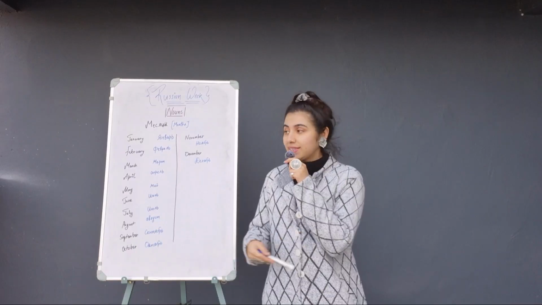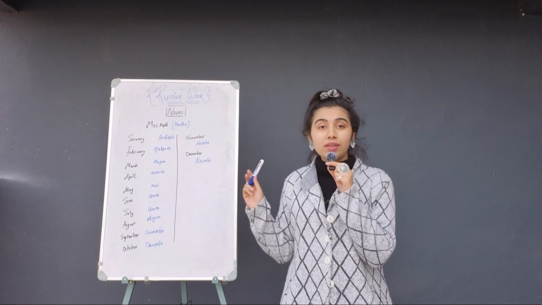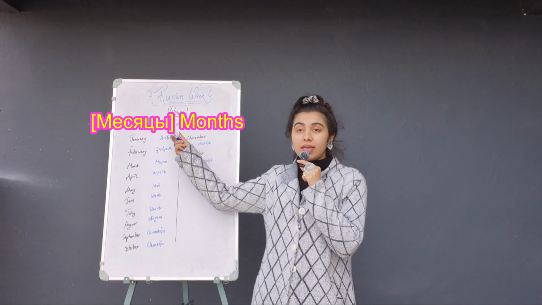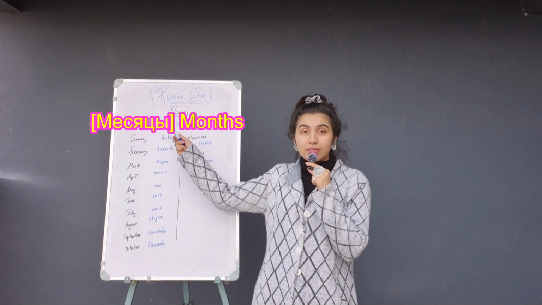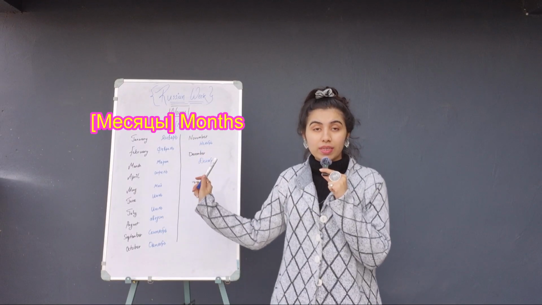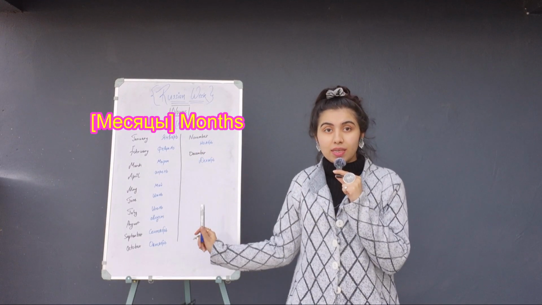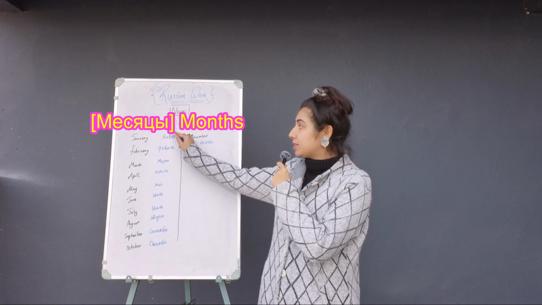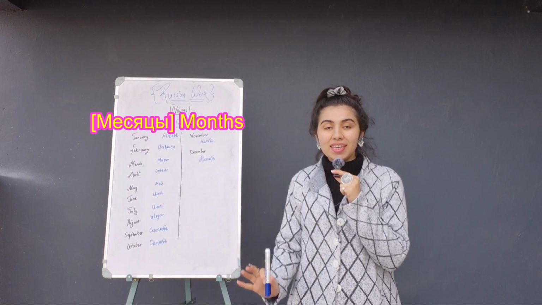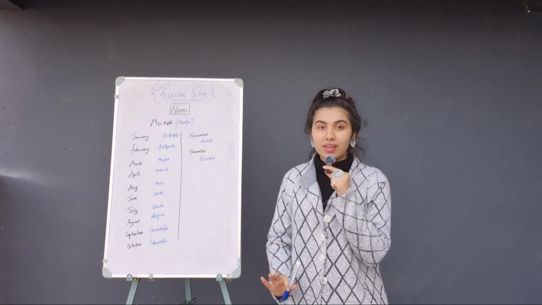Okay, so let's move on to the next topic. That is months. How do we say months in Russian? Months is месяцы. Месяцы. Once again, месяцы. Okay, месяцы is months in Russian.